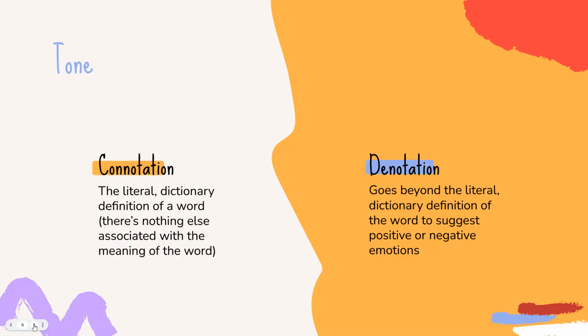And a little bit more about tone. In academic language, again, we're going for that objective tone. So we think about connotation and denotation to help us be objective in our writing. Connotation refers to the literal dictionary definition of a word. So there really aren't any feelings or negative or positive associations with the word, whereas denotation goes beyond the literal dictionary definition to suggest positive and negative emotions.